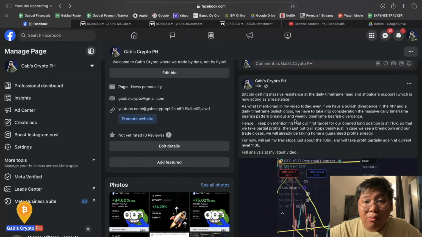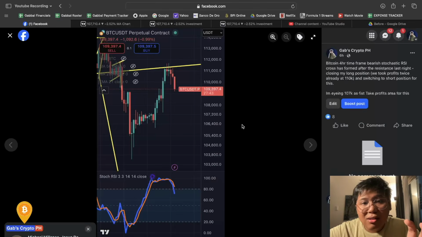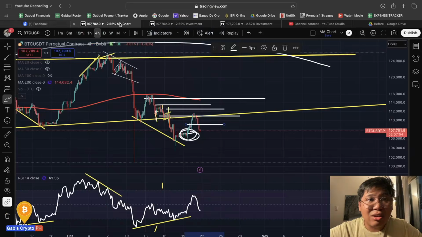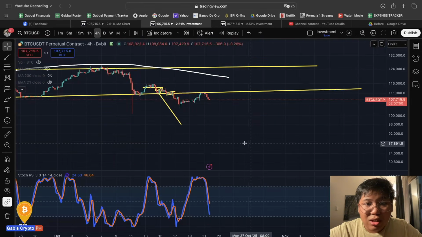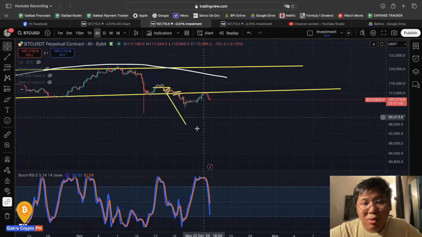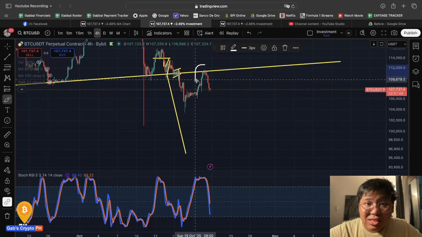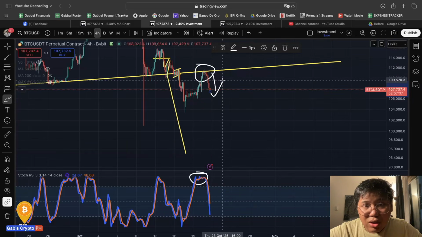But on my Facebook page yesterday, I mentioned to you guys that we have seen a bearish stochastic RSI cross in the 4-hour time frame. So that has indicated this downtrend, this Bitcoin downtrend move that we are currently seeing right now in the current Bitcoin price action. As you can see, once we touched that resistance, we saw that bearish stochastic RSI cross. So hence we saw a Bitcoin downtrend.